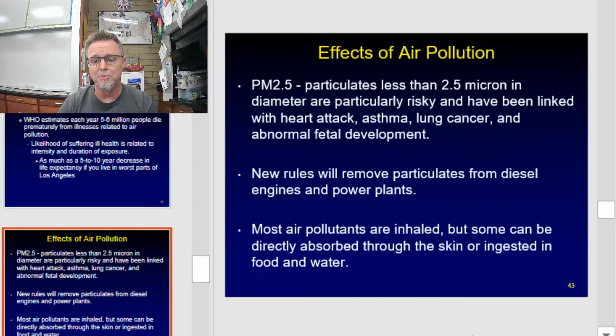We have new rules to remove particulate matter from diesel engines and power plants, but at the end of the day, you could still get particulate matter from vehicular exhaust. You can get it from farmers plowing their fields. You can get particulate matter from ocean waves crashing on shore, because it's aerosols. You're still going to get this stuff. Most air pollutants are inhaled, which is why we have to be careful and concerned about this particulate matter.